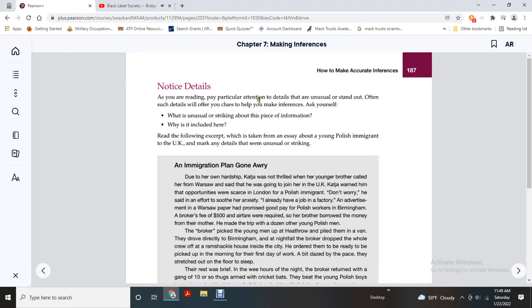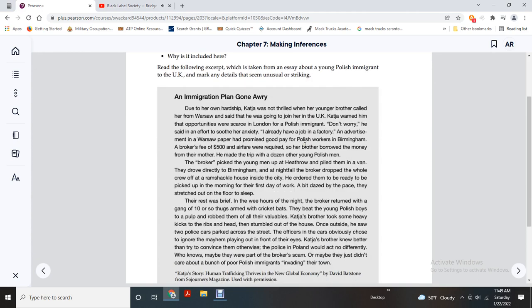Notice that you are reading with particular attention to details that are unusual or stand out. Often such details offer clues that help you make an inference. Ask yourself, what is unusual or striking in this piece of information? Read the following excerpt, taken from an essay by a young Polish immigrant to the UK. Mark any details that seem unusually striking.